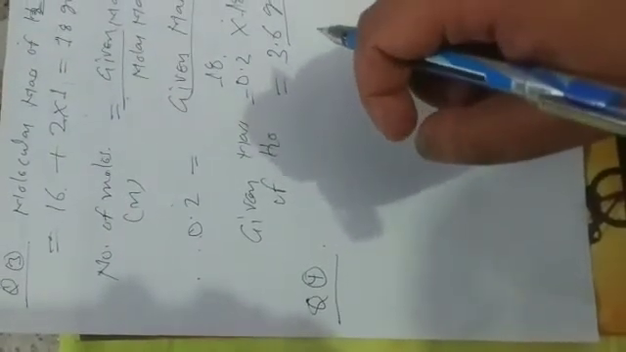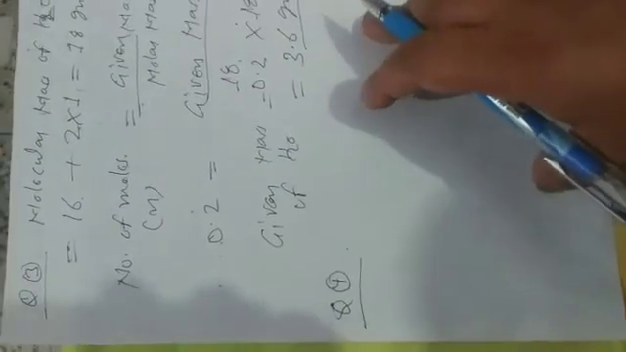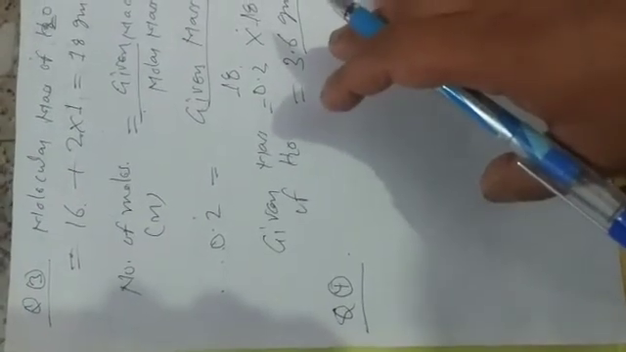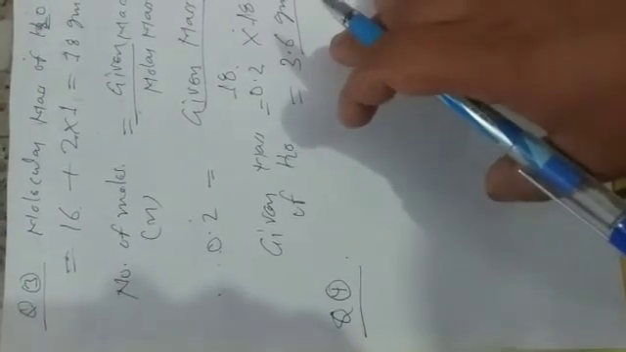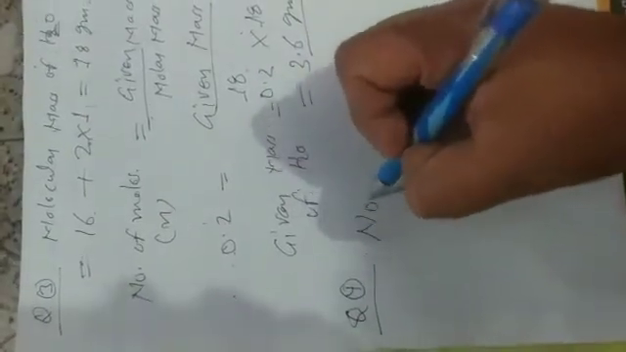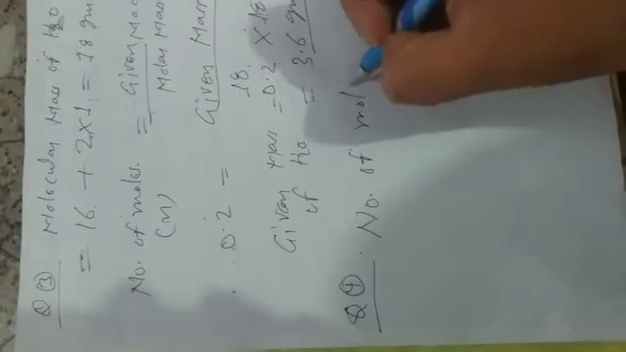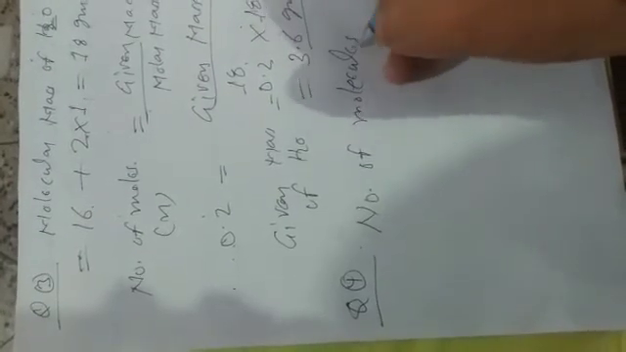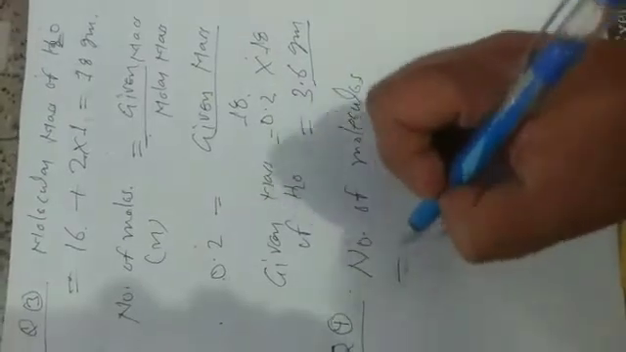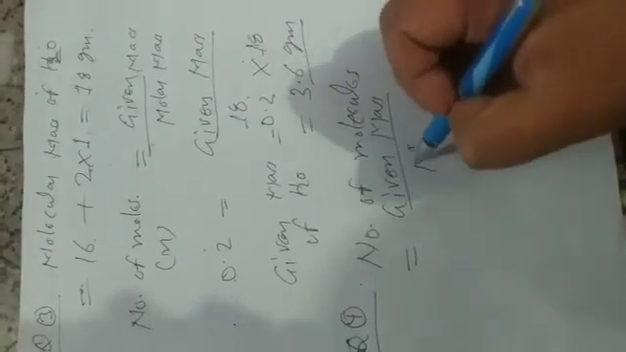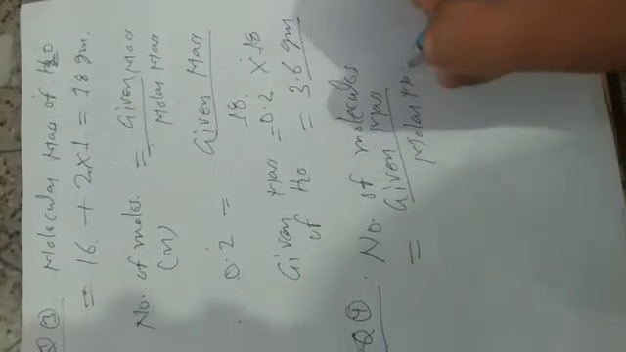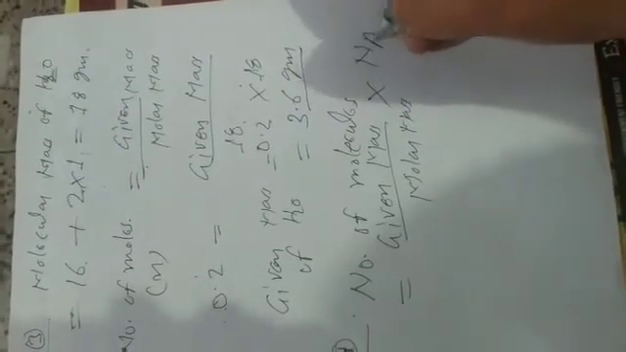The solution of the fourth question. In this question given mass is 0.88 gram. In this case, number of molecules is equal to given mass upon molar mass of CO2 multiplied by Avogadro number.